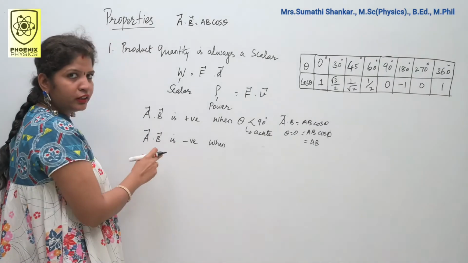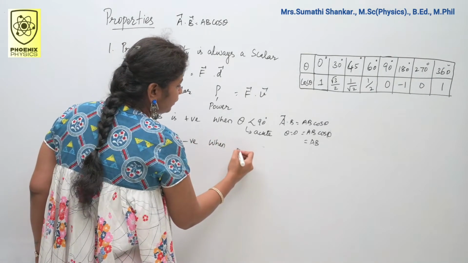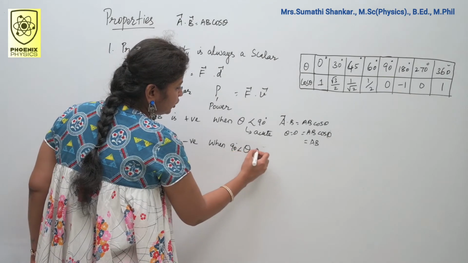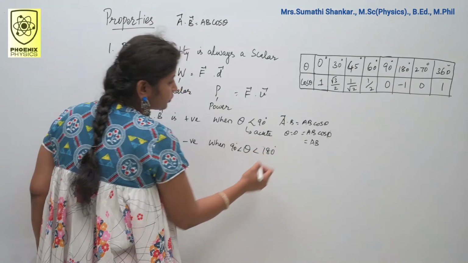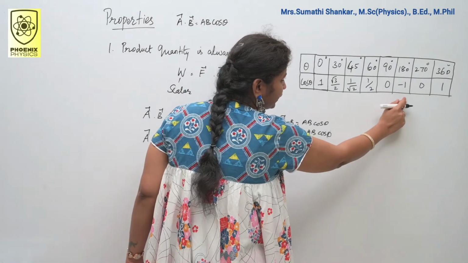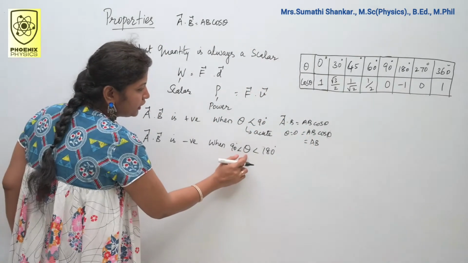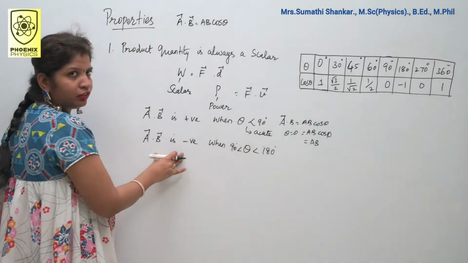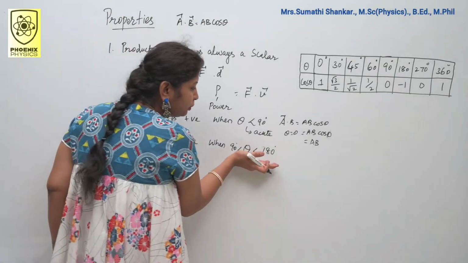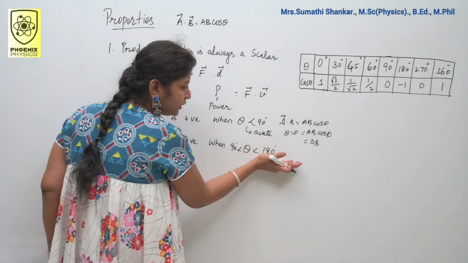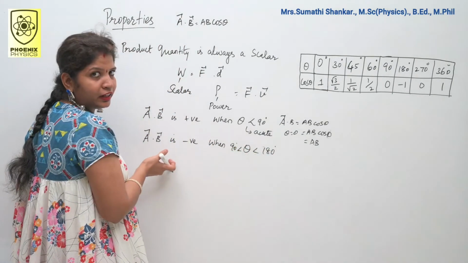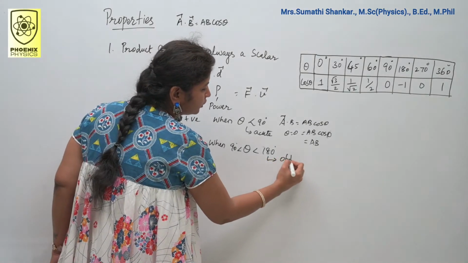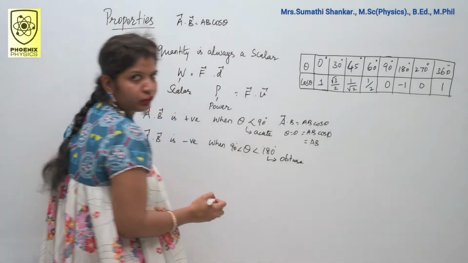The product quantity A dot B is negative when theta lies between 90 degrees and 180 degrees. Cos 180 is minus 1. So when theta is between 90 degrees and 180 degrees, we get a negative value. This angle is said to be an obtuse angle. I hope you know that.